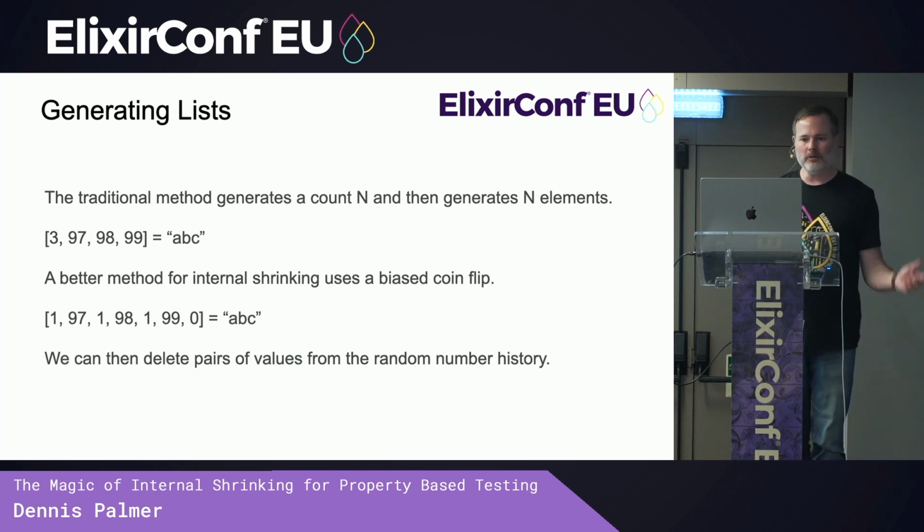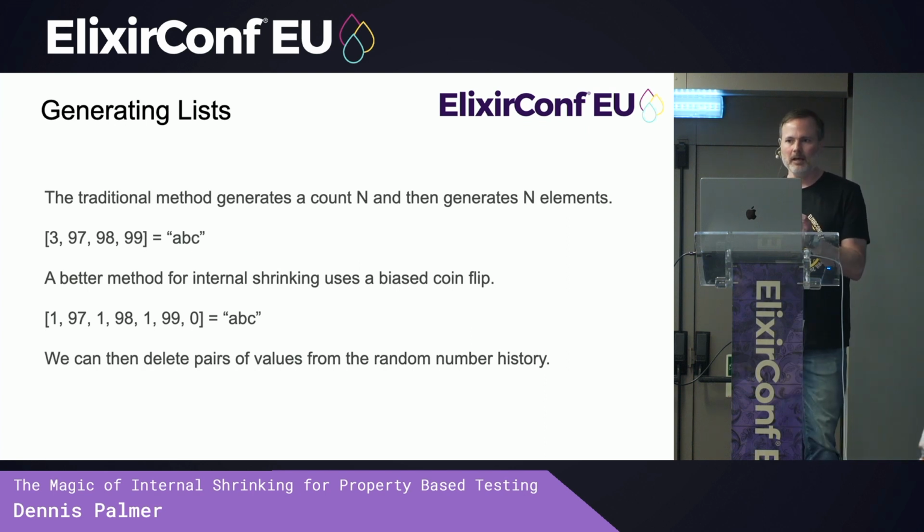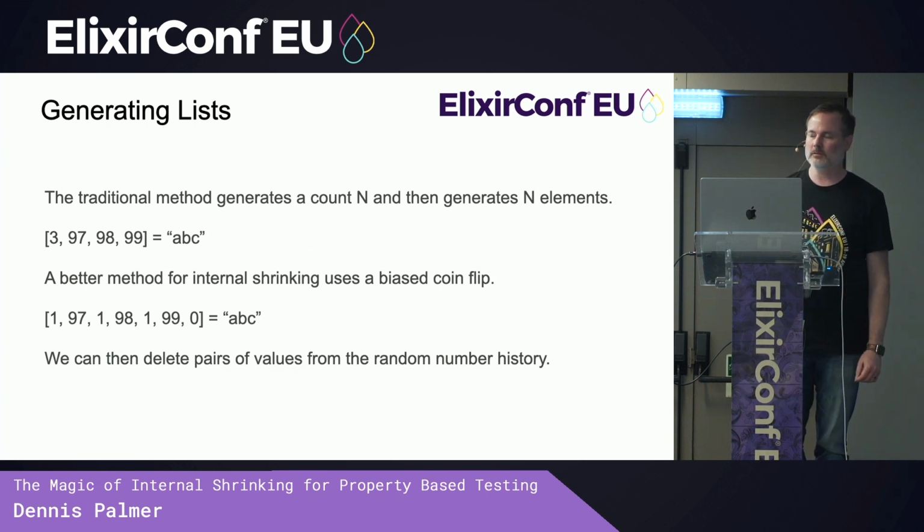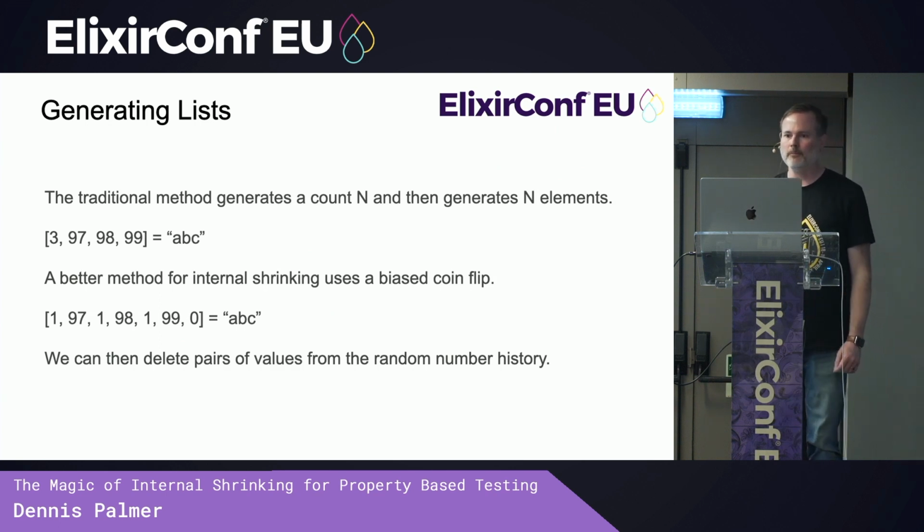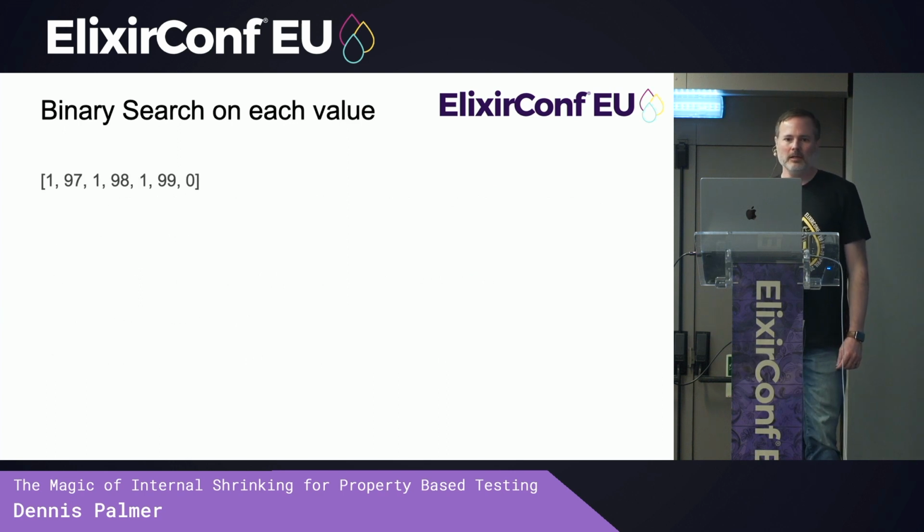And when we have the random number history that looks like that, one of the steps of shrinking that random number history is just deleting values. We can delete pairs of values out of this random number history, and it doesn't really mess with the generator of our list that's consuming those values.